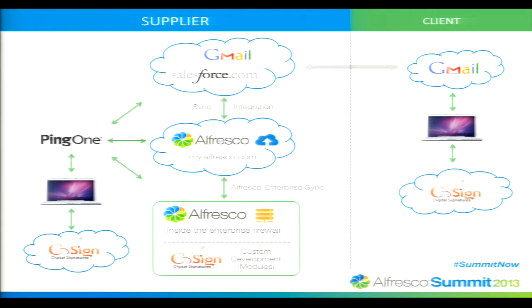So once the customer has sent the requirement document to the supplier, the supplier creates the opportunity in Gmail and it is automatically stored in Alfresco Cloud and synchronized in the Alfresco on-premise. And in this instance, with a custom development module, the Cosign, the supplier can sign the document and send it back to the client.